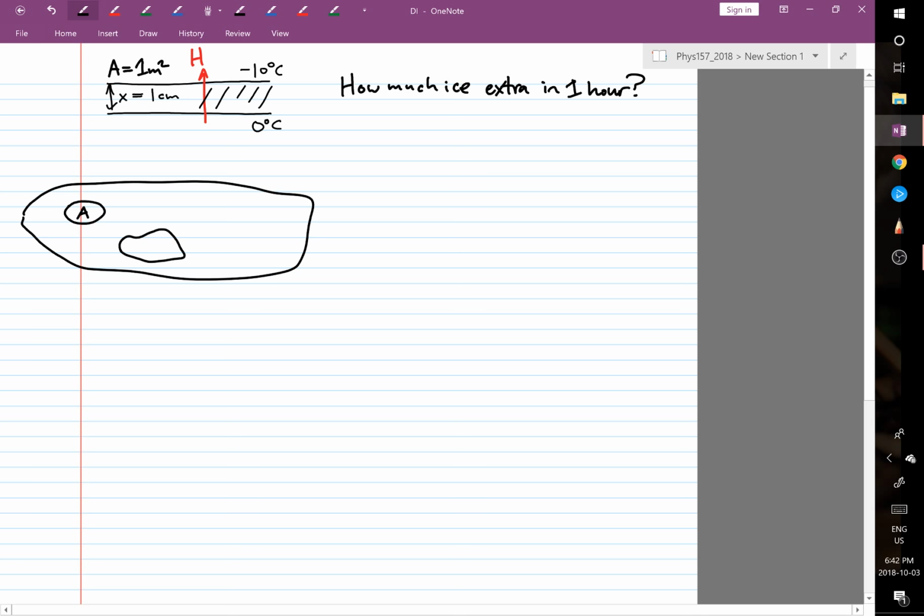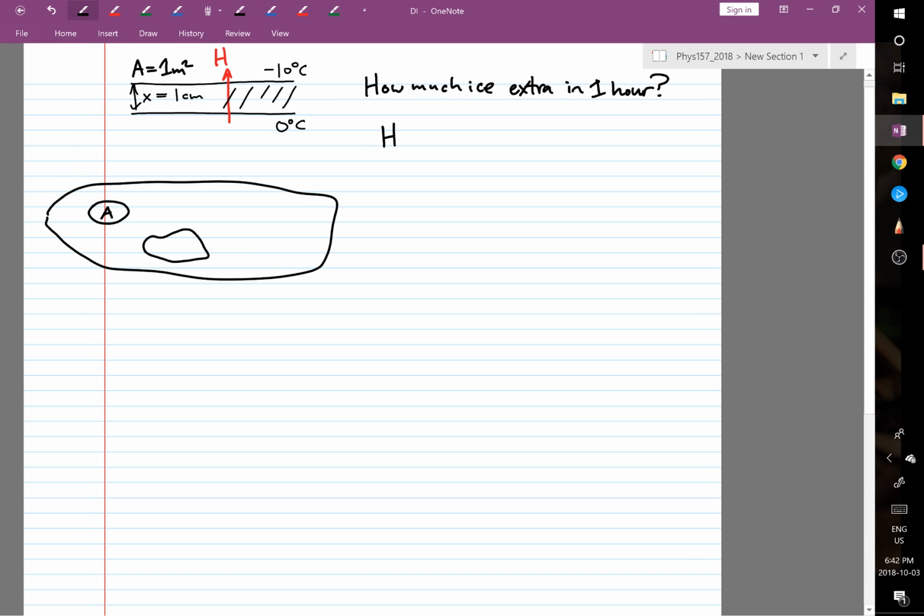All right, so the first thing we can do is calculate how quickly the heat is flowing from the water out into the air. That's just using our ordinary conduction formula. So H equals KA times the hotter temperature minus the colder temperature, divided by L, which is the thickness of the ice.